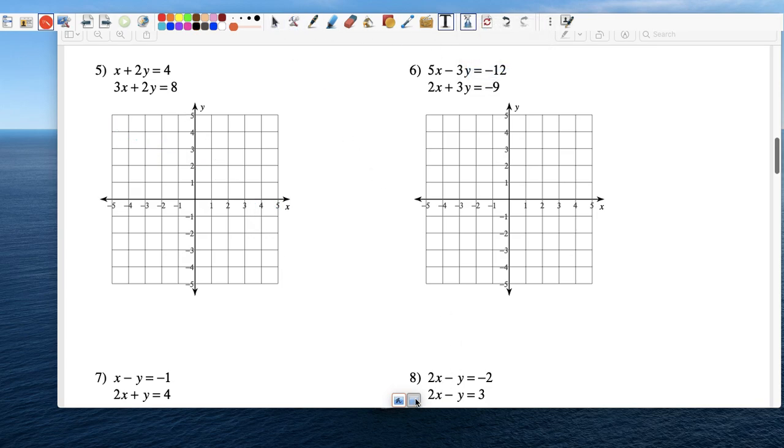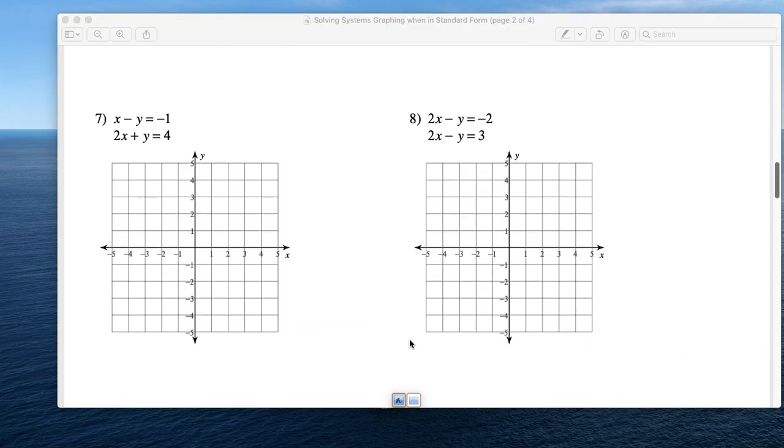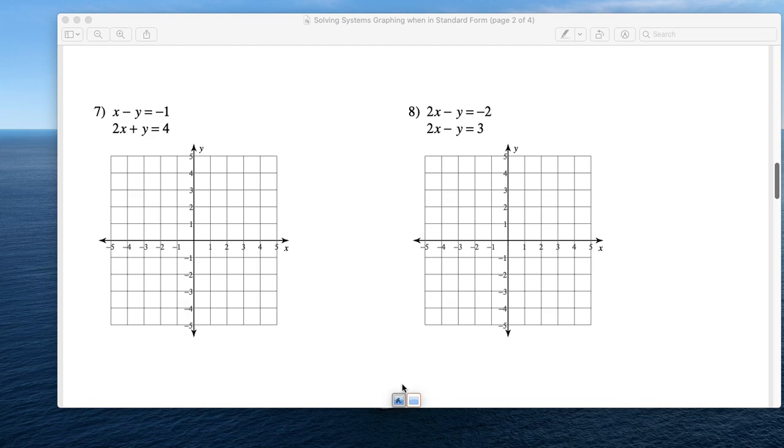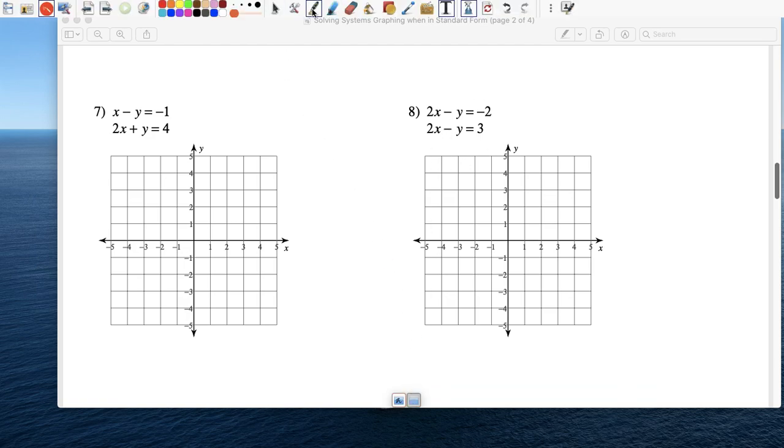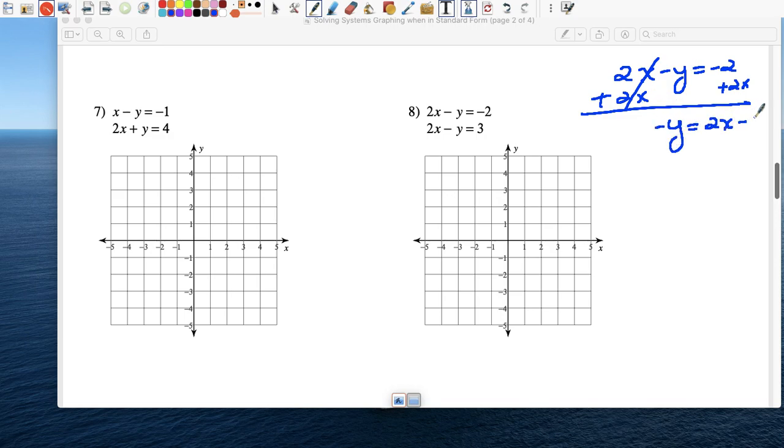The next one, I truly think it was 8. This one. So you might see some similarities here. Okay, it looks similar, right? The 2x are the same, the y's are the same. So let's change them, right? So let's rewrite the first equation. 2x minus y equals negative 2 plus 2x plus 2x. This goes away, negative y comes down, and it's 2x minus 2.